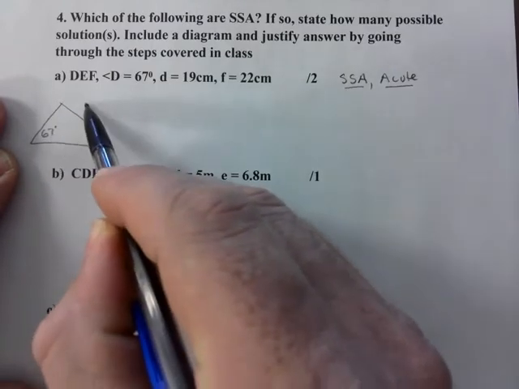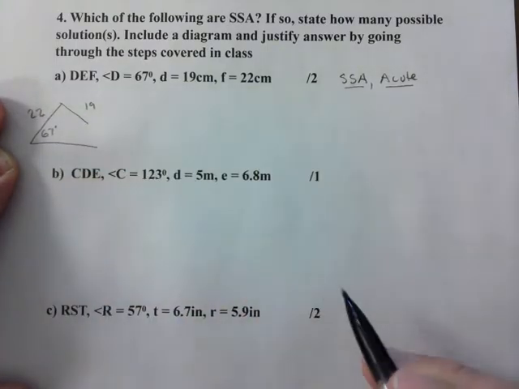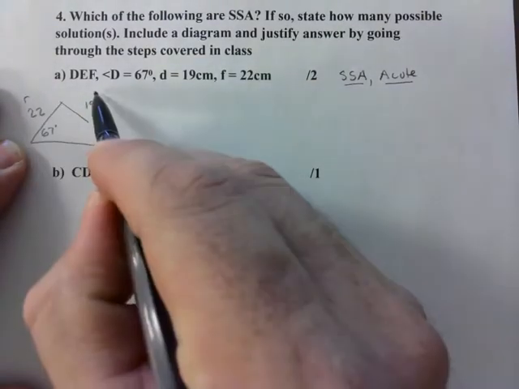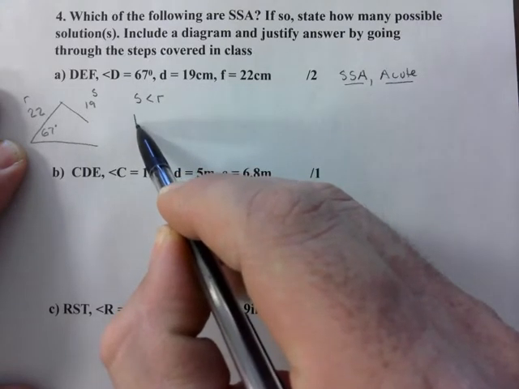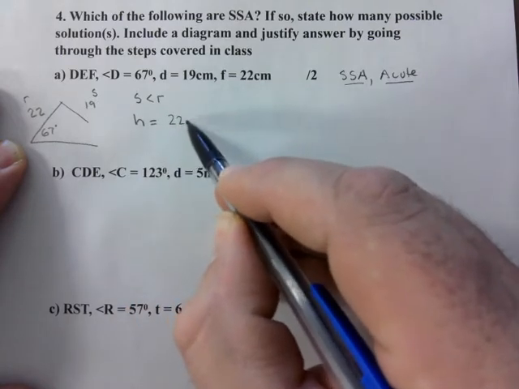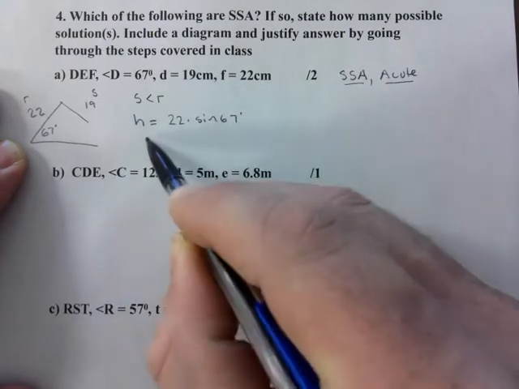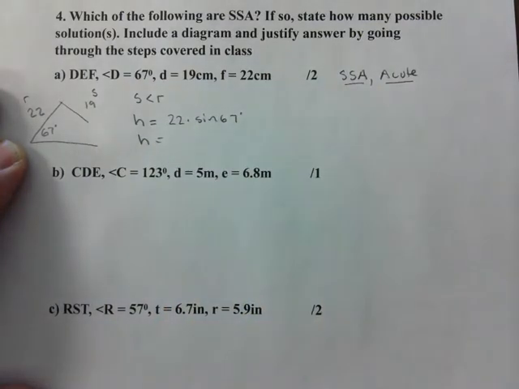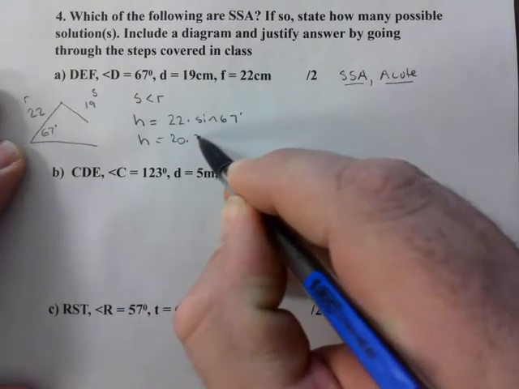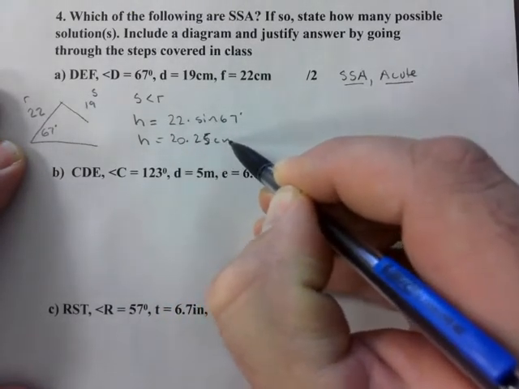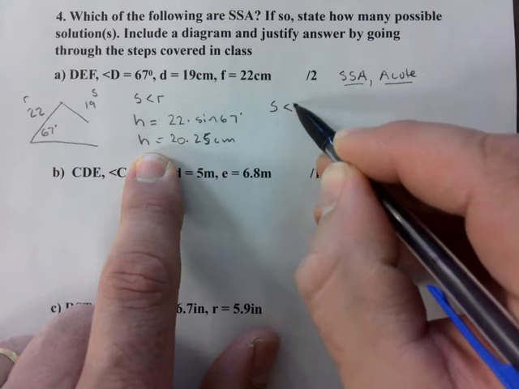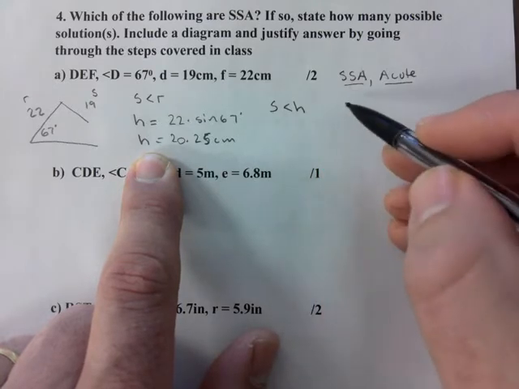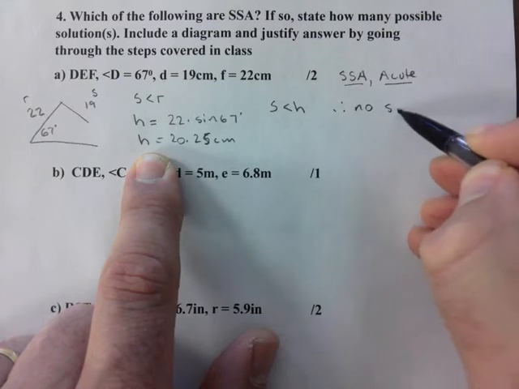You put the 67, this is the 19, this is the 22. So this is your rod, this is your string. We know that the string is less than the rod, which means we do have to find the height. And the height is 22 times sine of 67, which would give you 20.25 centimeters. And then you notice that the string is less than the height. How many triangles? None. No solutions.